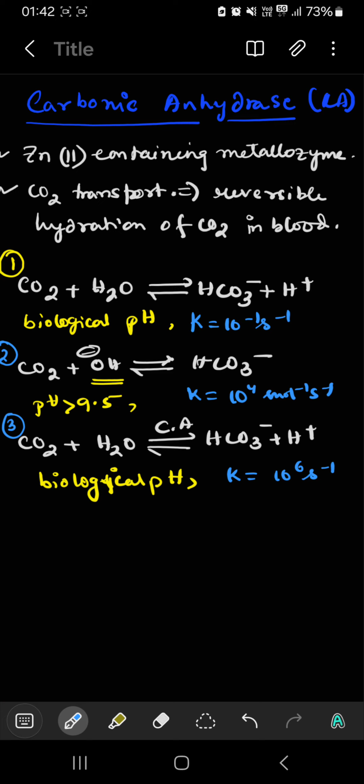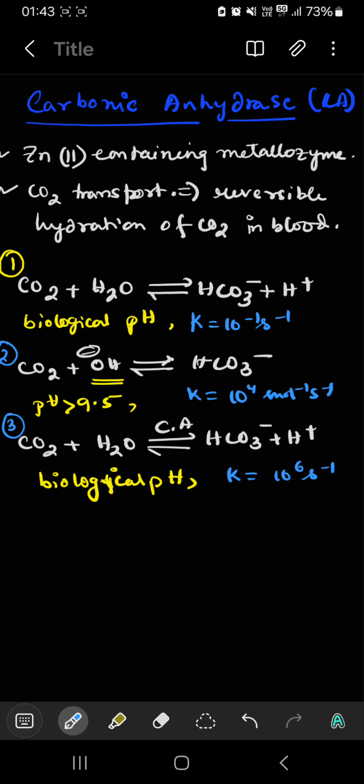But at biological pH, the same hydration reaction in the presence of a water molecule and carbonic anhydrase enzyme has a very high rate constant, 10 to the power 6, which is really high. So that means the activity of carbonic anhydrase is very good, and in its presence a lot of hydration of CO2 molecules is possible at our biological pH.